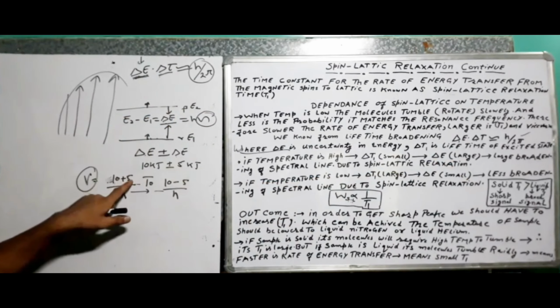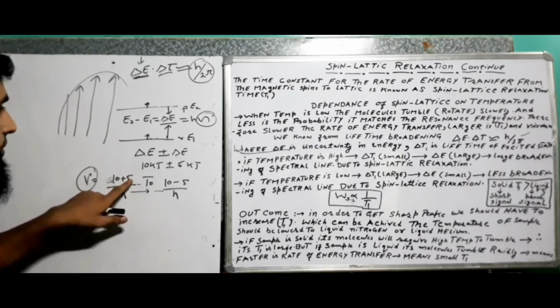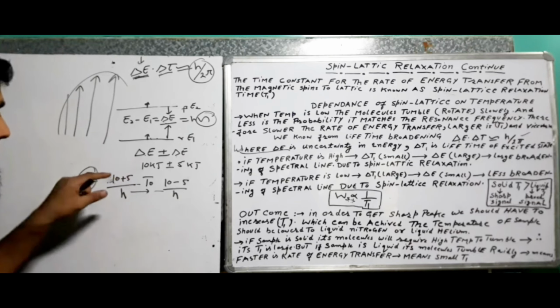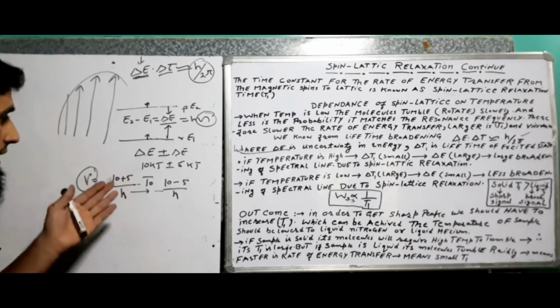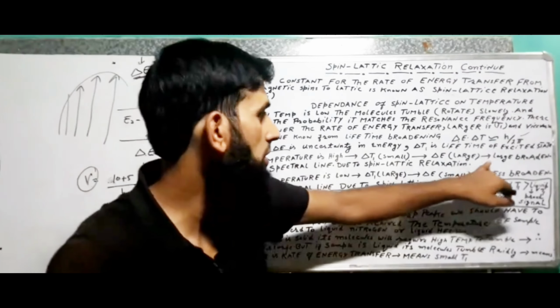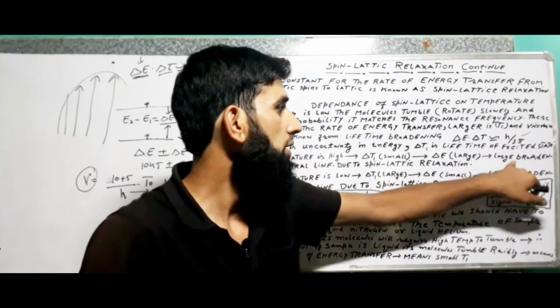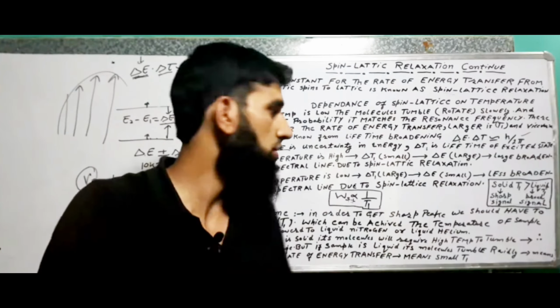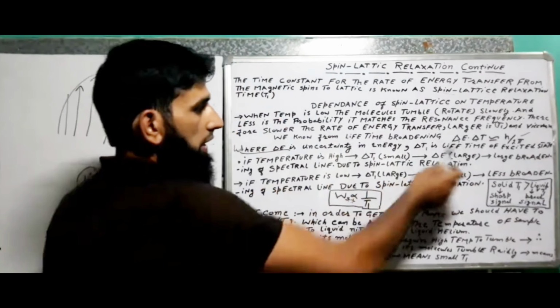When this becomes large, the uncertainty becomes large. I wrote 5 here only for the sake of understanding; it can be more than 5, it can be less than 5. That means this uncertainty can be large. When the uncertainty is large, a large range of frequencies is absorbed. When a large number of frequencies is absorbed, we get large broadening. That means we get a broad peak, not a sharp peak. This is the broadening of the spectral line due to spin-lattice relaxation.